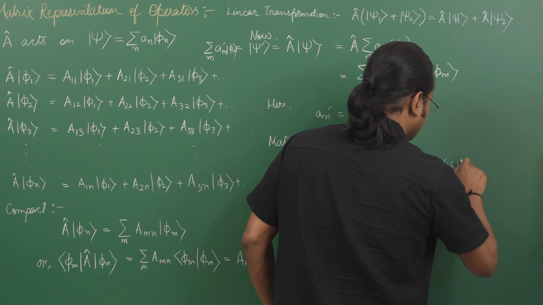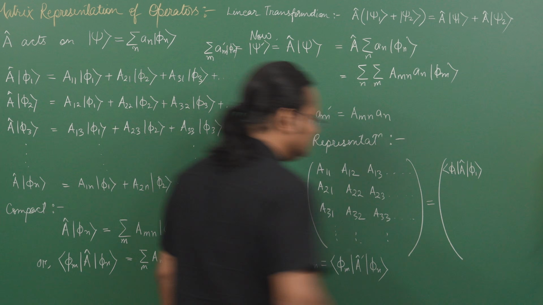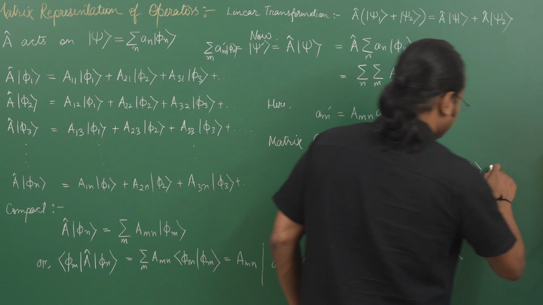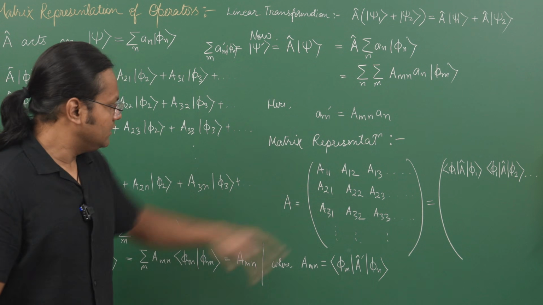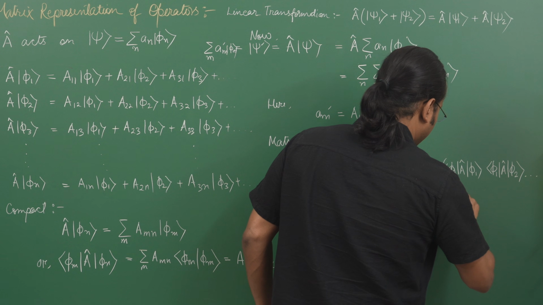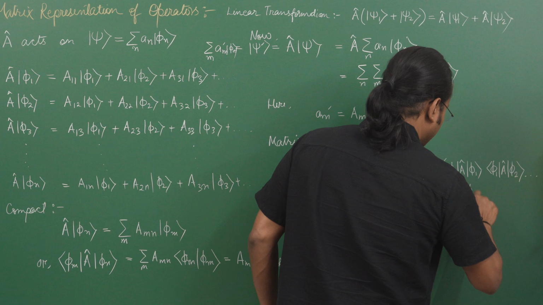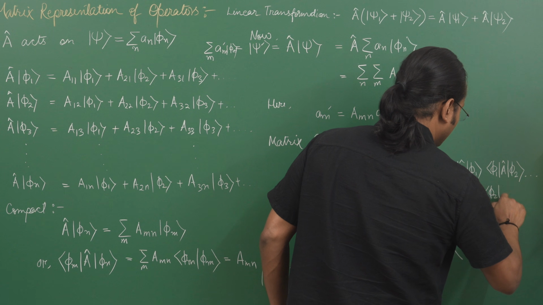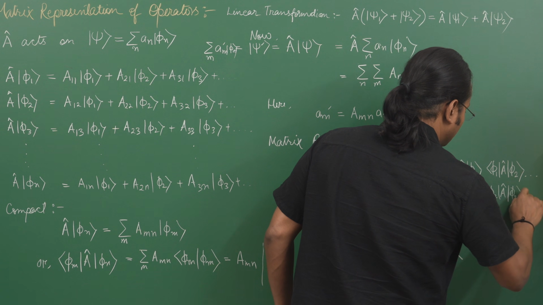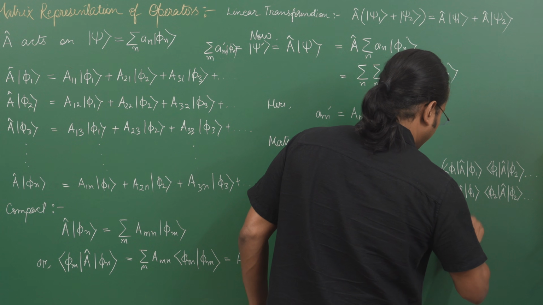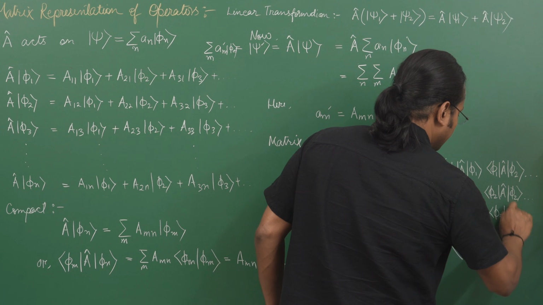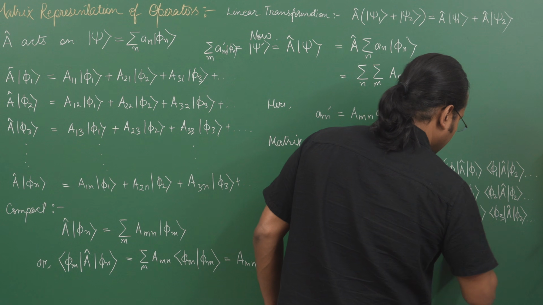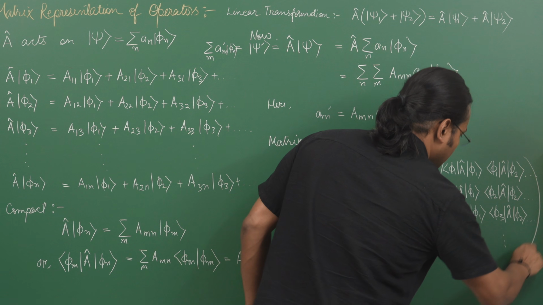phi 1 A hat phi 1 in a product. The second term will be phi 1 A hat phi 2, and on. Similarly, the second row will be phi 2 A hat phi 1, then phi 2 A hat phi 2, and on. Third row, phi 3 A hat phi 1, then we have phi 3 A hat phi 2, and on. We will get the entire set of rows and columns.